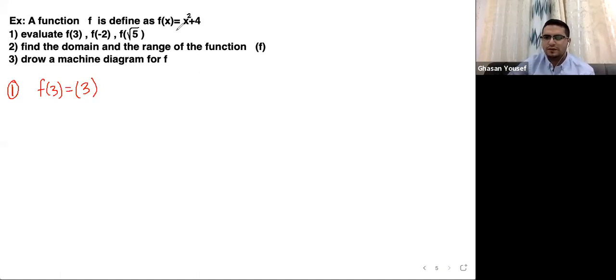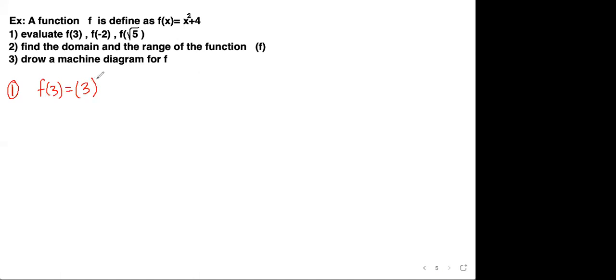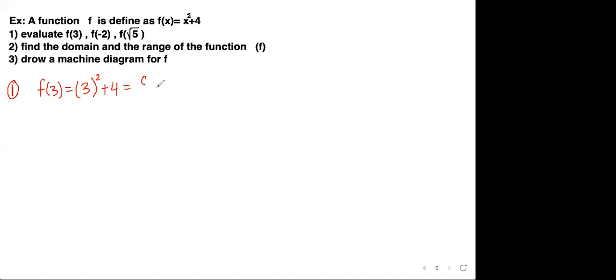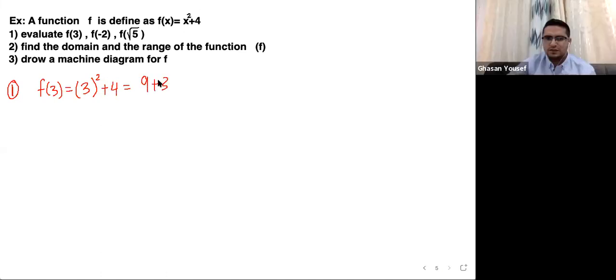Who will do it? 3 squared plus 4, right? Yes. What is 3 squared? 9. 9 plus 4 is 13.